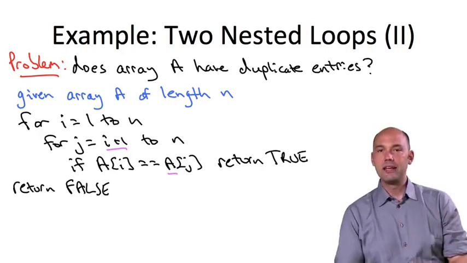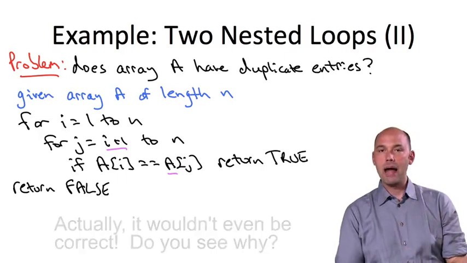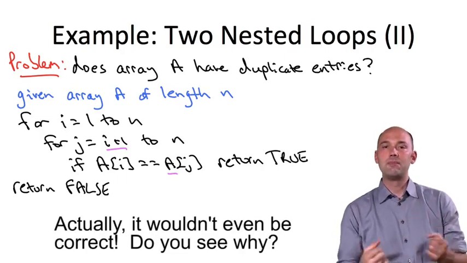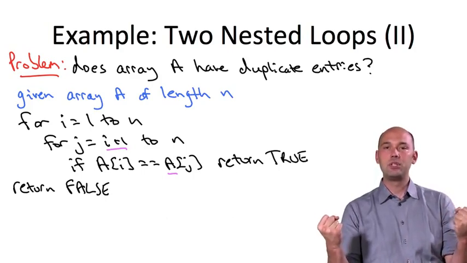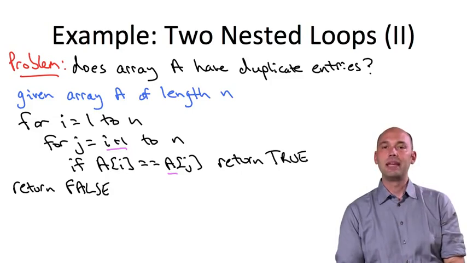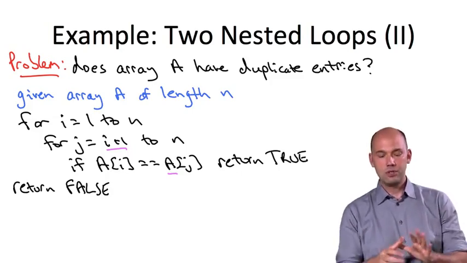I could have had it start at the index 1, that would still be correct, but it would be wasteful, and you should think about why. If we started the inner for loop's index at 1, then this code would actually compare each distinct pair of elements of A to each other twice, which of course is silly. You only need to compare two different elements of A to each other once to know whether they're equal or not. So this is the piece of code.